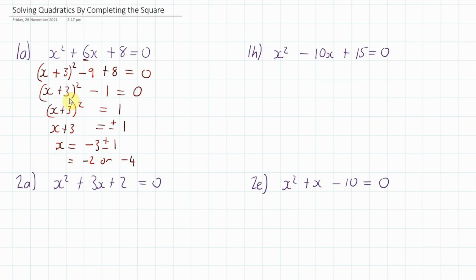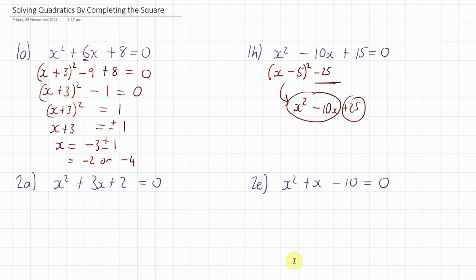Now, what I will do with the next one is it's a similar type question. So we take x, we halve the -10, so it becomes -5. We square that, and then we're going to have to get rid of 25, which is this number here squared. Because again, if we expanded this using FOIL, we'd get x squared minus 10x plus 25. Now that bit there is the same as what we've got here, but we've got this extra 25, which is why I'm subtracting that one.